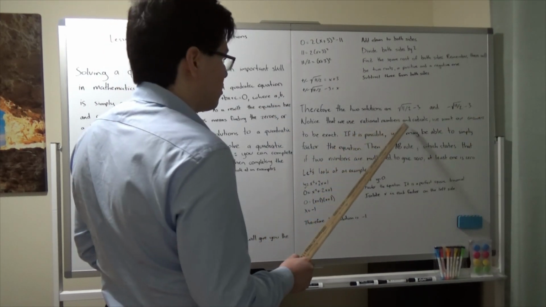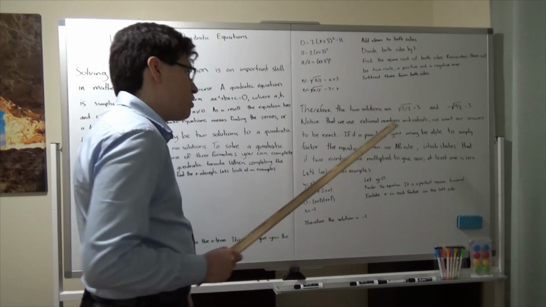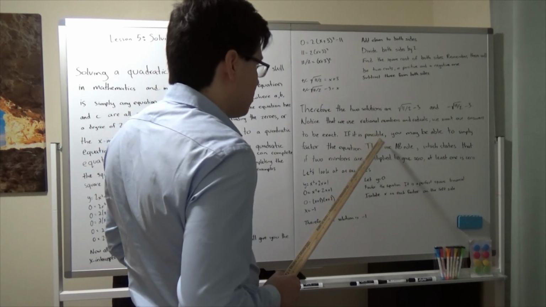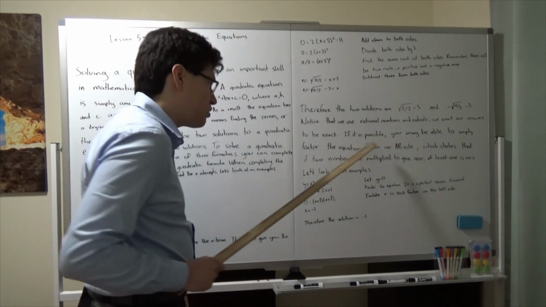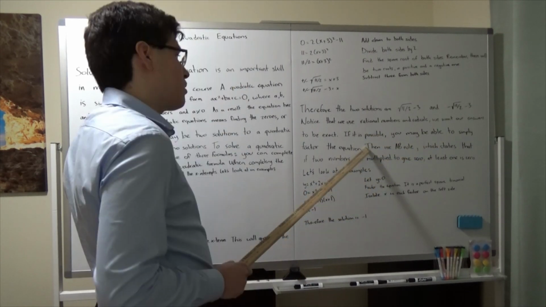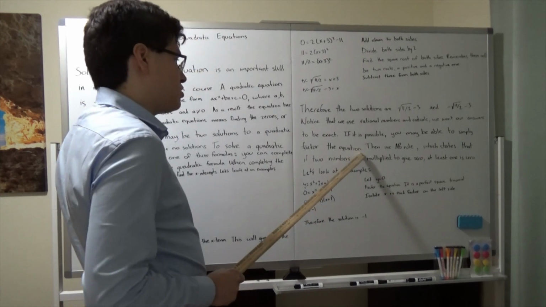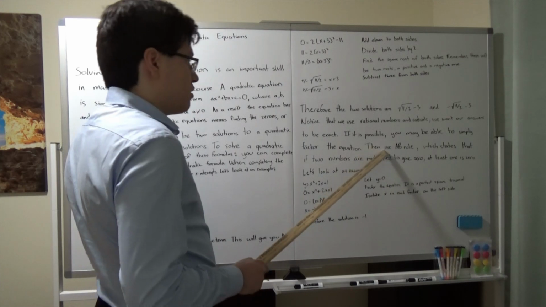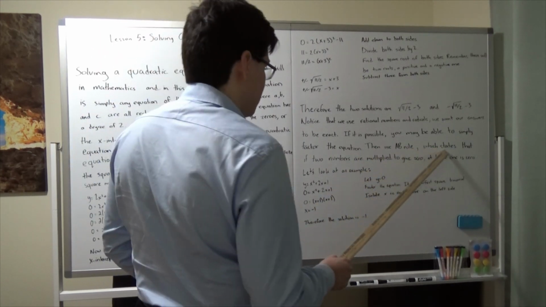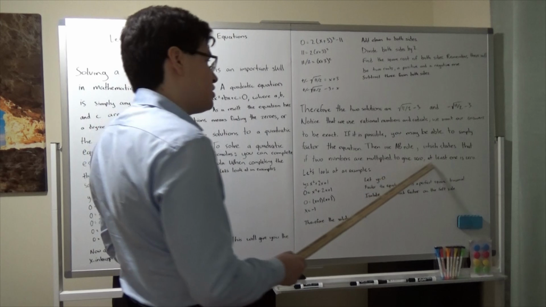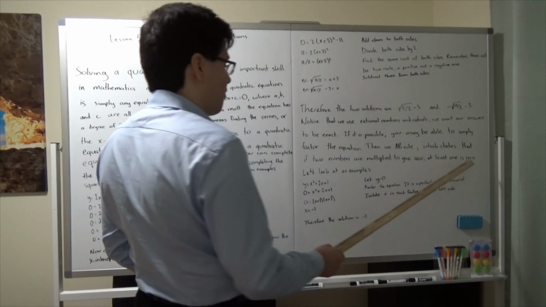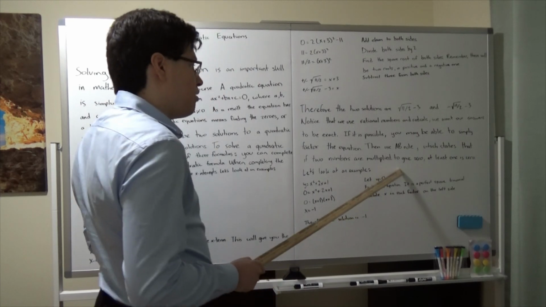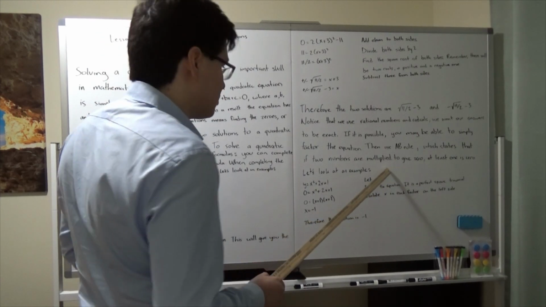Notice that we use rational numbers and radicals. We want our numbers to be exact. If it is possible, you may be able to simply factor the equation. That's the next method to solve. It's the simplest method of solving. Then use the AB rule, which states that if two numbers are multiplied to give 0, at least one is 0. The AB rule states that if AB equals 0, then A equals 0 or B equals 0.